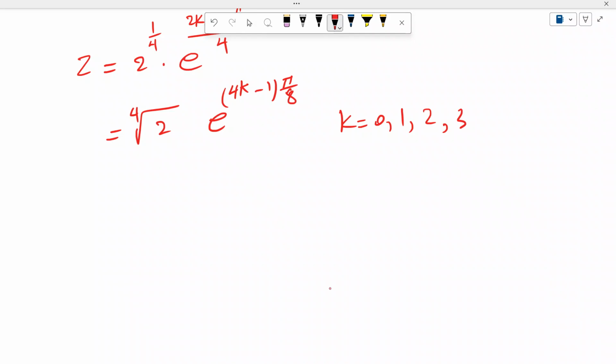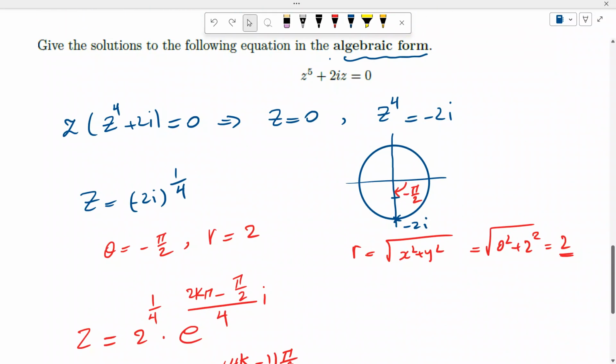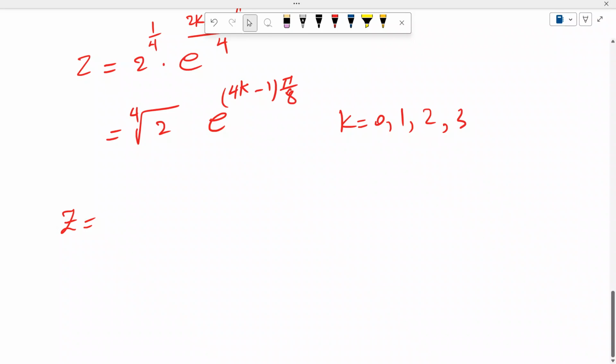Now the solutions for this equation are 0, and if k is 0 from this one, then it is the fourth root of 2. Let me write separately first. Let's name this one z1. Let's say z1 equals 0, because for this fifth degree equation, we have 5 roots. That's z1. So I name the second one z2. When k is 0, I have the fourth root of 2 times e to the minus pi over 8 i.